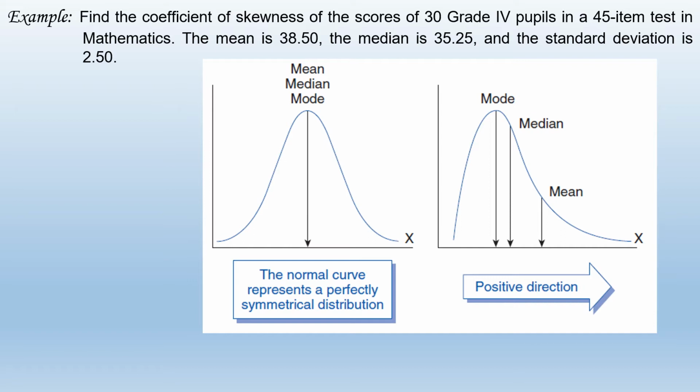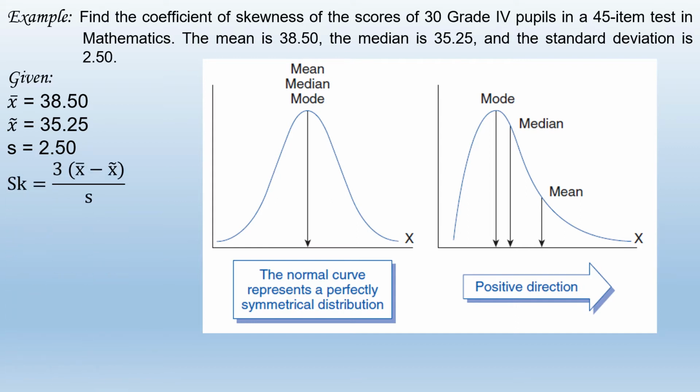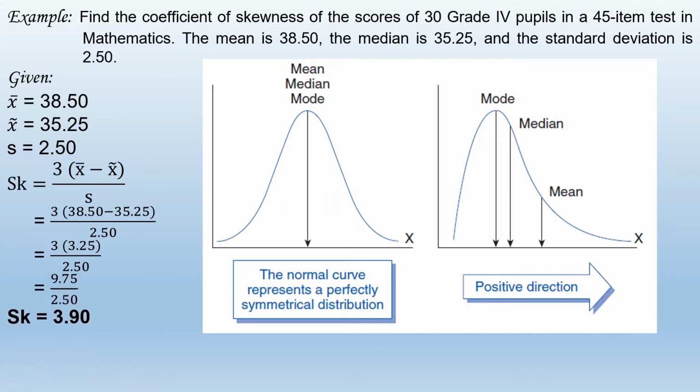Now we just have to input everything. Since we already have the formula, we just plug it in. Everyone, please try computing this, in case we have a mistake in the computation. So the first value of x is 38.50, the other one is 35.25, and for the standard deviation, we have 2.50. We are lucky with this example because everything is given. All you have to do is plug in and compute for the result. So your coefficient of skewness is equal to 3.90.